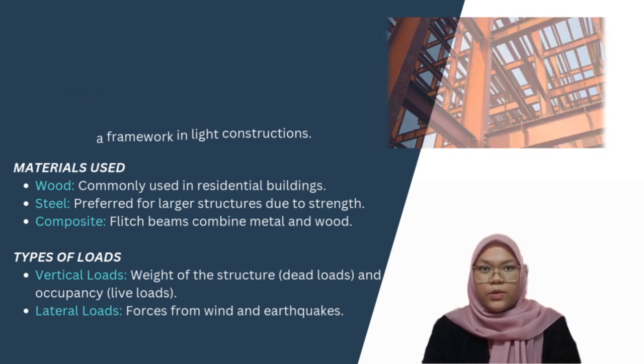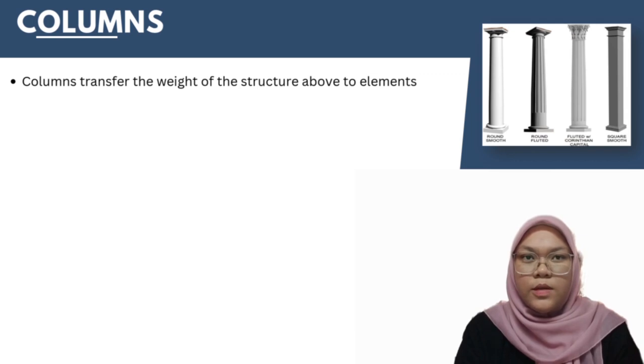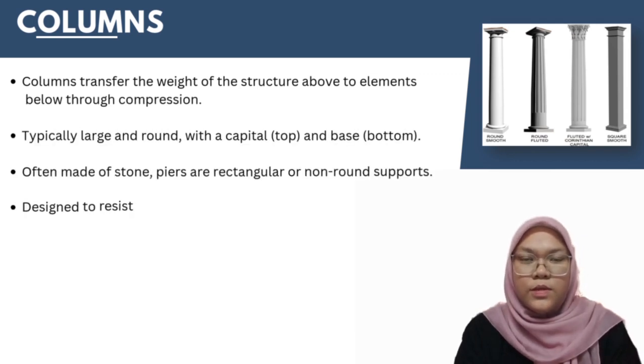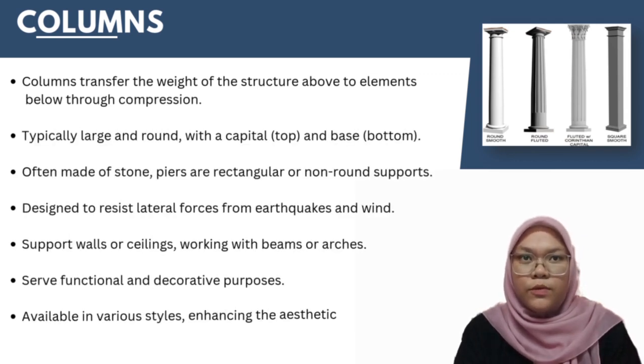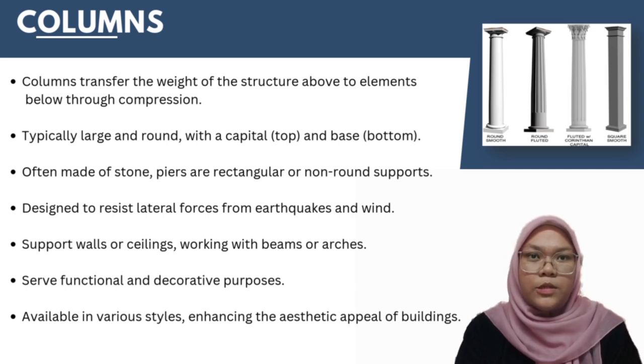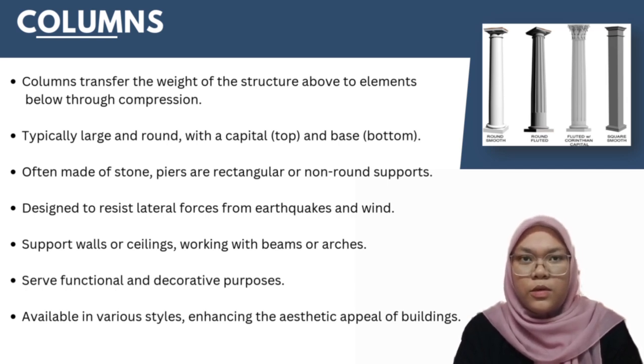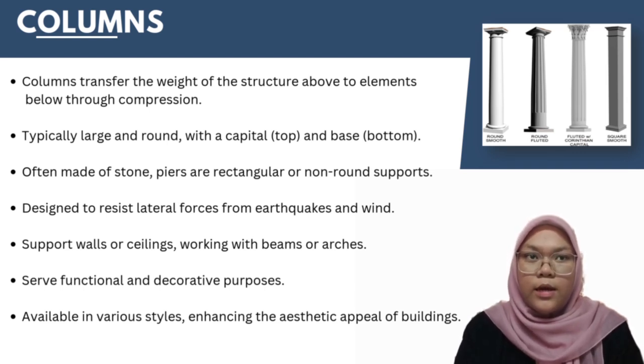Columns are structural elements that transfer the weight of the structure above to the elements below through compression. They play a crucial role in supporting the overall stability of buildings. Columns are typically large and round, featuring a capital at the top and a base at the bottom, while stone piers, which are similar supports, often have a rectangular or non-round section.